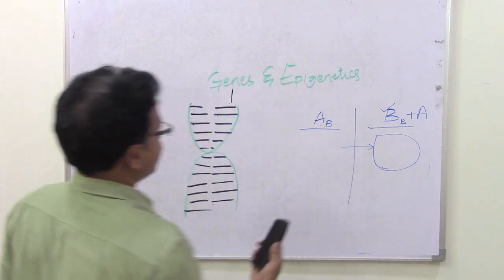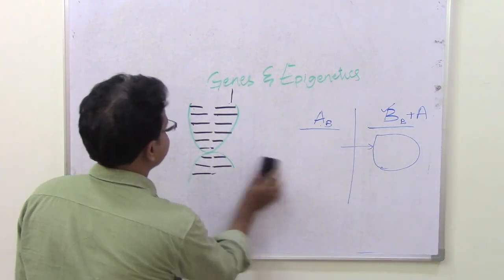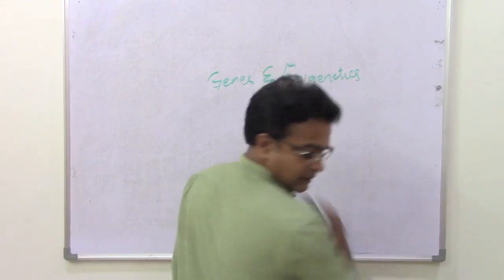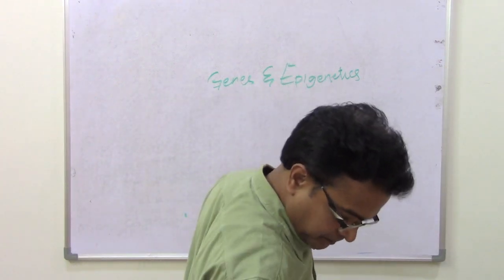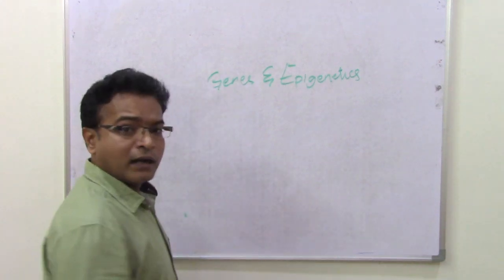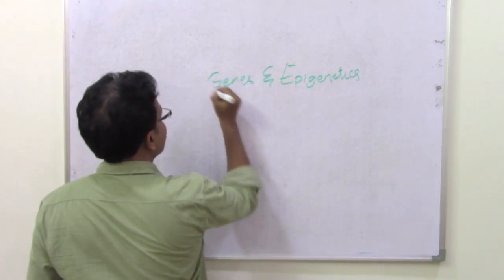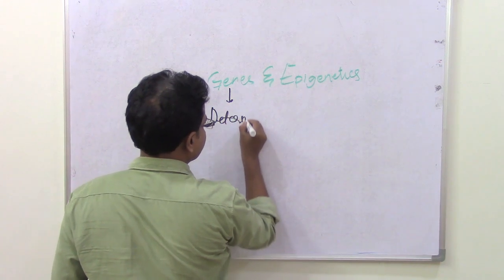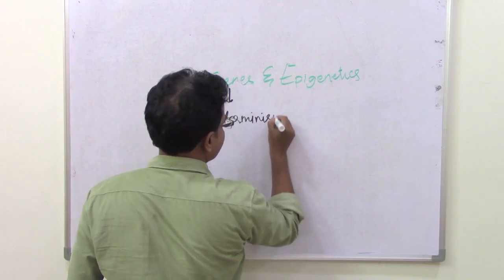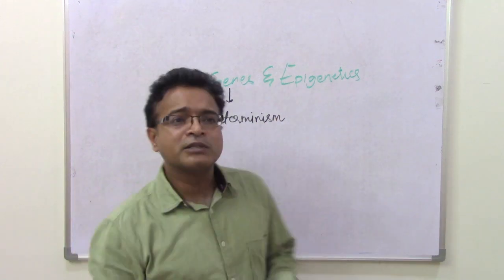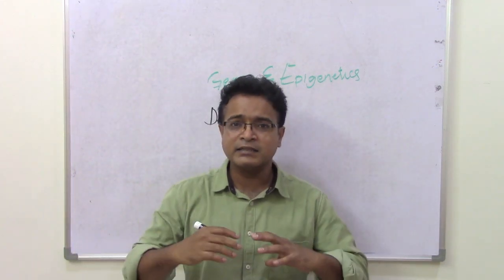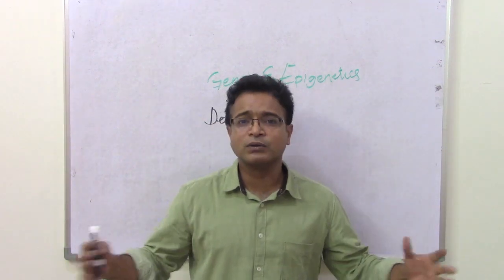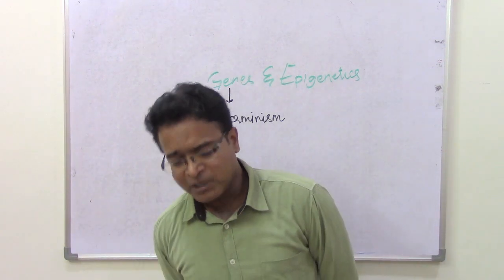So since then we have the firm understanding that genes determine a person's health or disease. This is called genetic determinism. Genetic determinism means our genes dictate our biology. So that's what genetic determinism means.